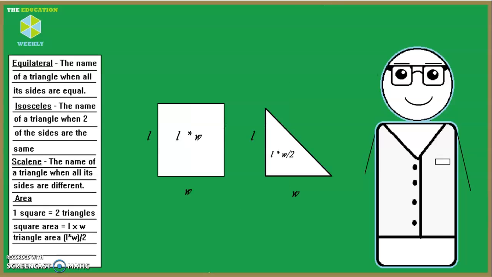Okay, since we know about a square, the length and the width, the L and the W, when they're multiplied together, you get the area. So, since a triangle is half of a square, that means if you multiply the length and the width of a triangle, then you get the area of 2 triangles. But if you divide that by 2, then you get the area of 1 triangle. That's how you find the area of a triangle.